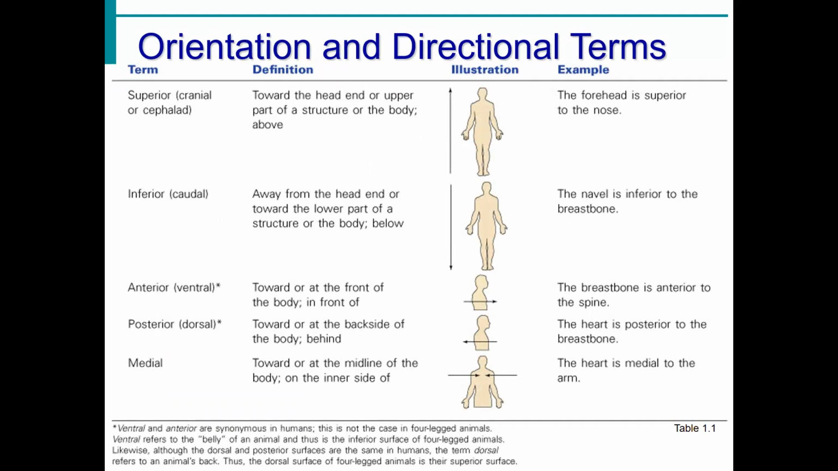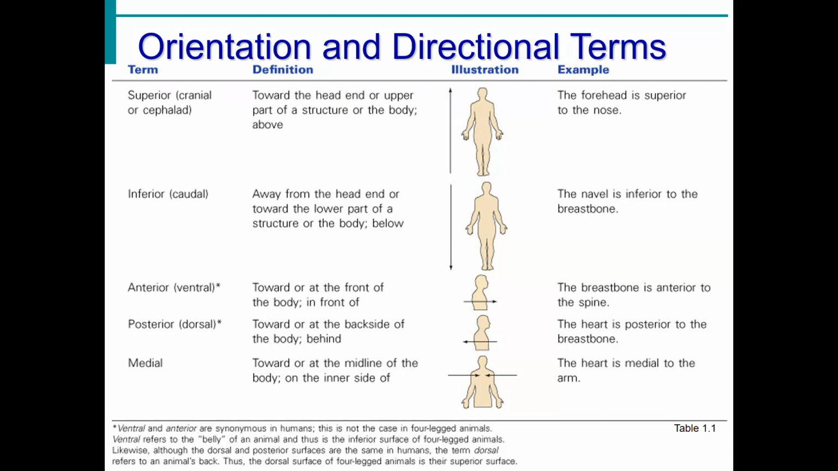Okay, superior, inferior. A structure that is superior is going to be above, towards the head or the upper part of the body. Whereas inferior structures are going to be below the head, toward the lower part of the body. Anterior and posterior. Anterior means the front, at or near the front of the body. Posterior means towards the back of the body, okay?